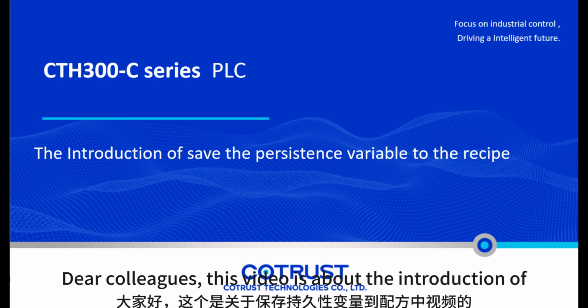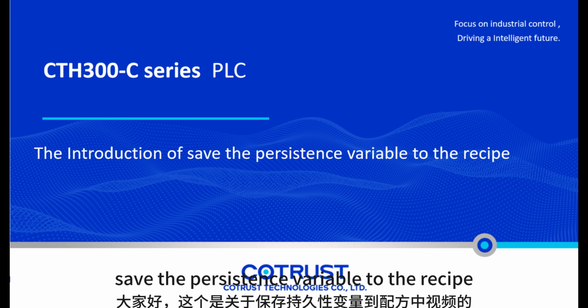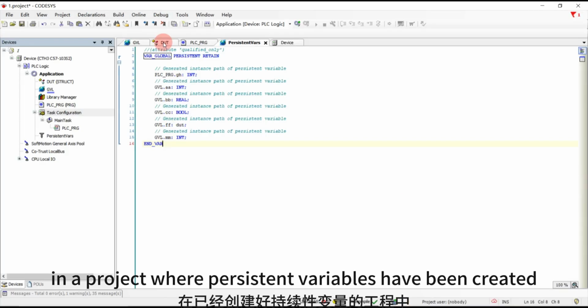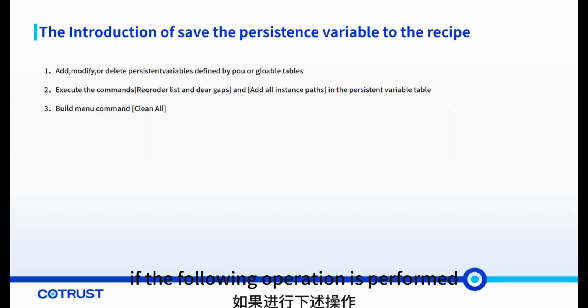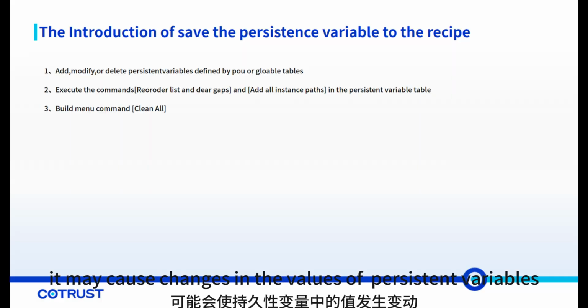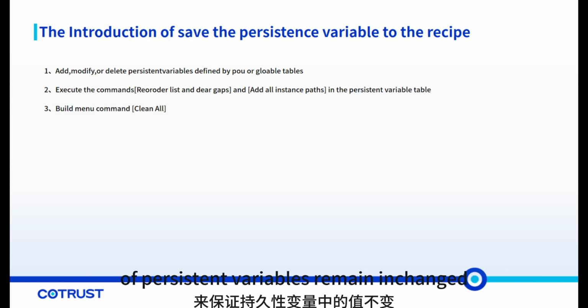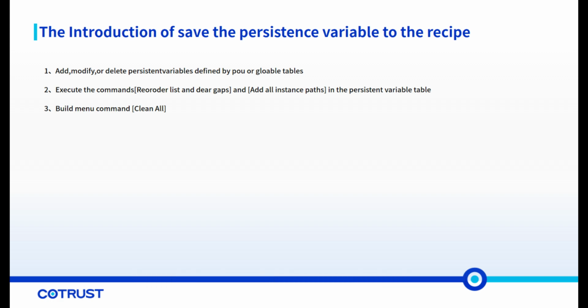Dear colleagues, this video is about the introduction of saving the persistent variable to the recipe. In a project where persistent variables have been created, if the following operation is performed, it may cause changes in the values of persistent variables. Through the following operation, we can ensure that the values of persistent variables remain unchanged.